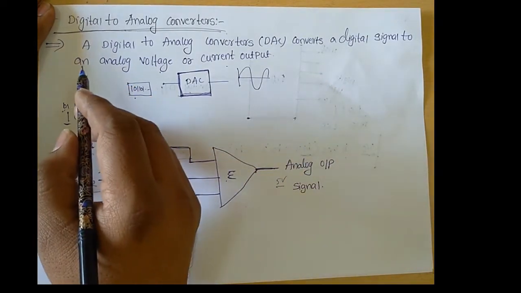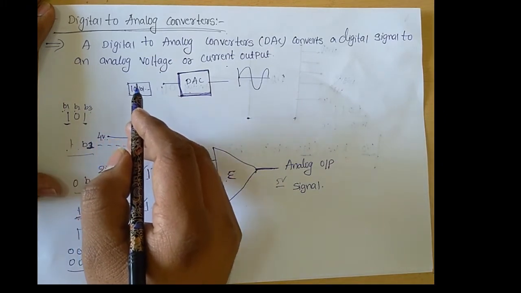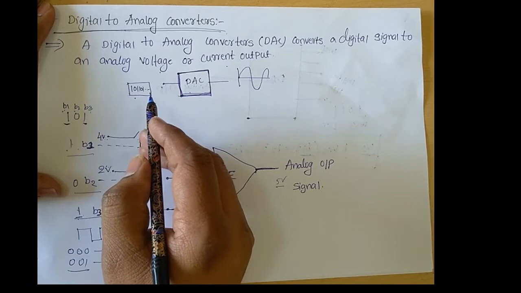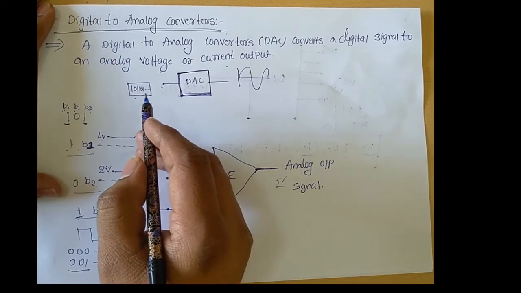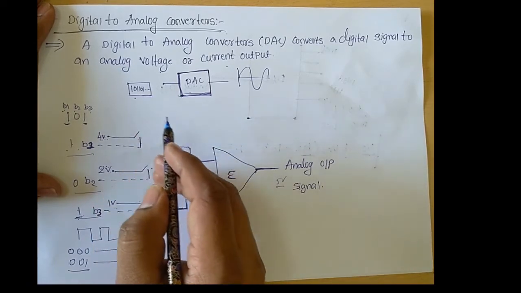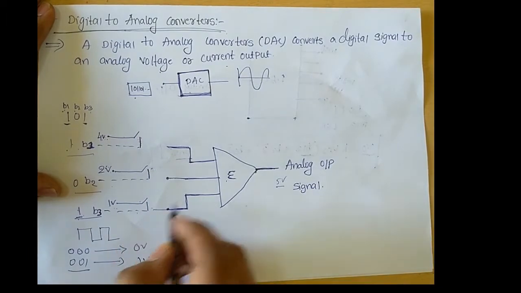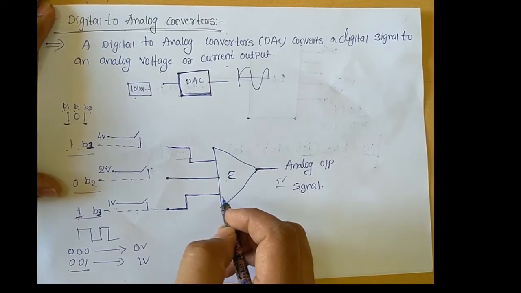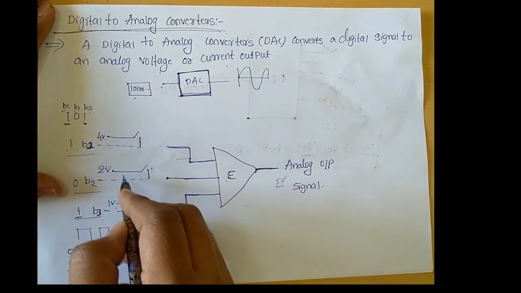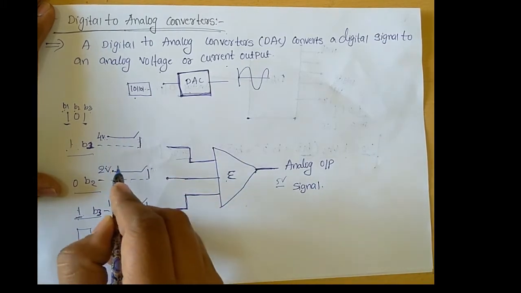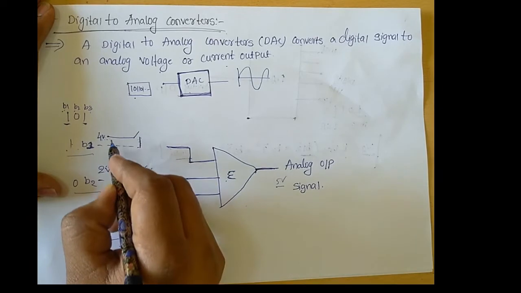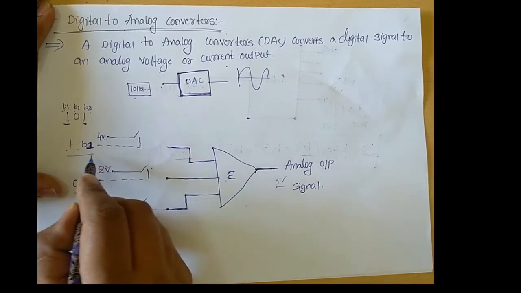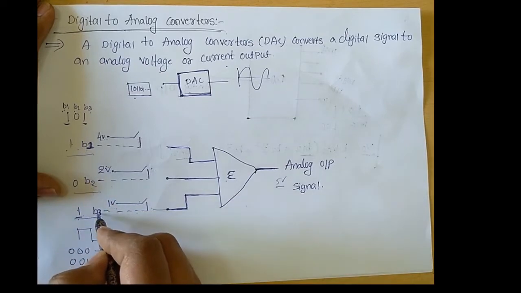Basically, this digital to analog converter adds the given input voltages under the control of the binary information. It means that in this circuit we are using an adder circuit, and this adder adds the given input voltages under the control of these binary signals.